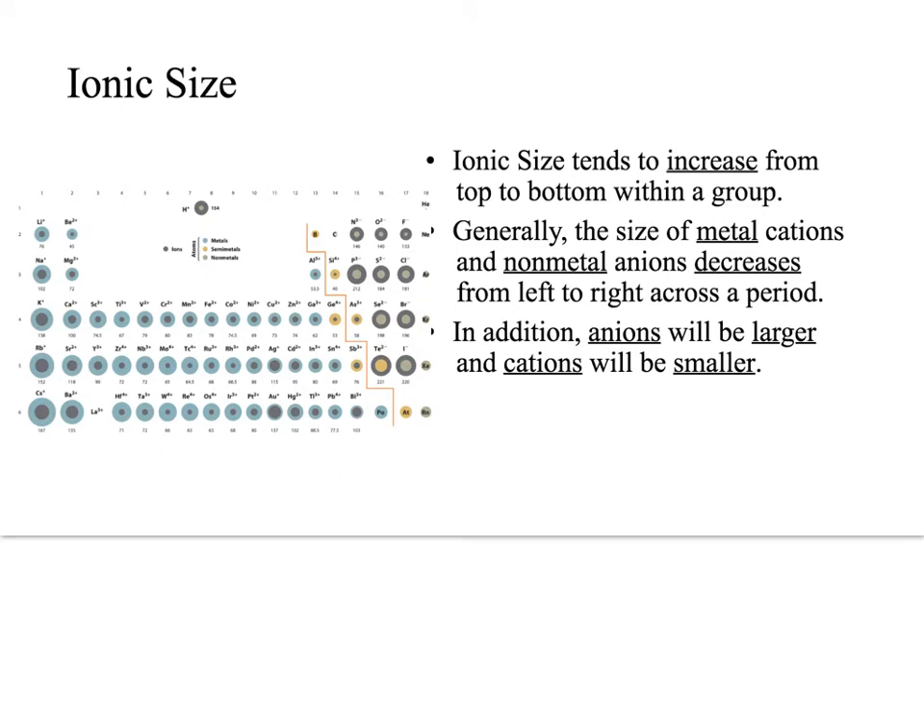Lastly, ionic size tends to increase from top to bottom within a group. That's because the atomic radius is also increasing. And generally, the size of metal cations, so positive ones over here, and non-metal anions, which means negative ones over here, decreases from left to right. So typically that means our first row tends to have 1 plus, and our second row tends to have 2 plus, and the more electrons you give away, the smaller it'll get. And as you go farther to the right, we have higher negative charges, meaning they're taking more electrons, meaning they're getting even bigger. So it's a little more complicated, but on average, they tend to decrease going left to right.